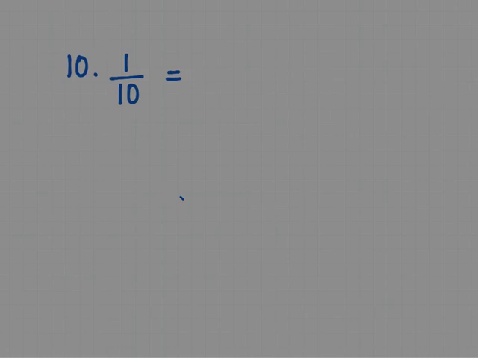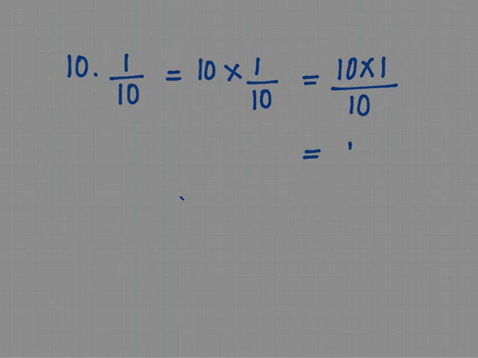The next problem is 10 dot 1 by 10 equals what? 10 dot 1 by 10 can be written as 10 times 1 by 10. So multiply the numerators together, divided by 10. 10 times 1 is 10, divided by 10. Same number divided by same number is 1.